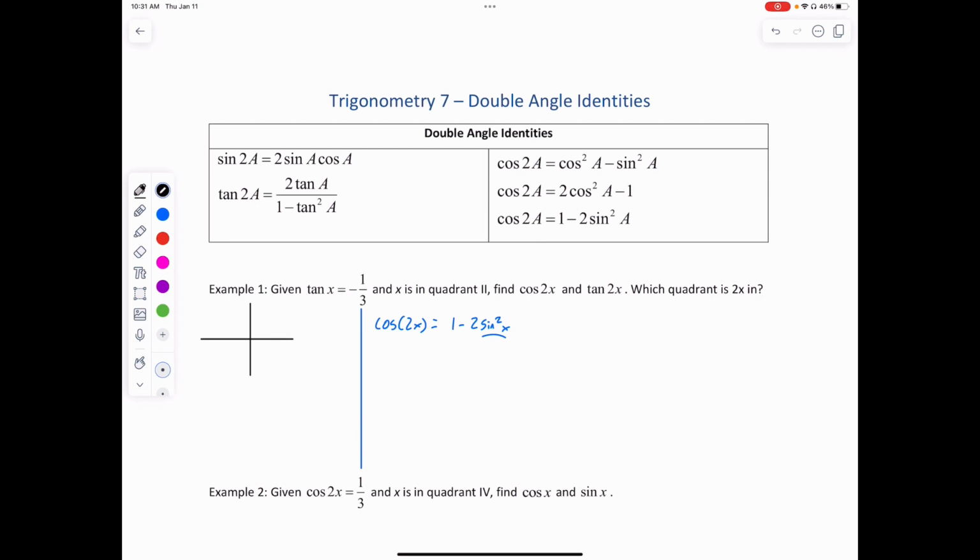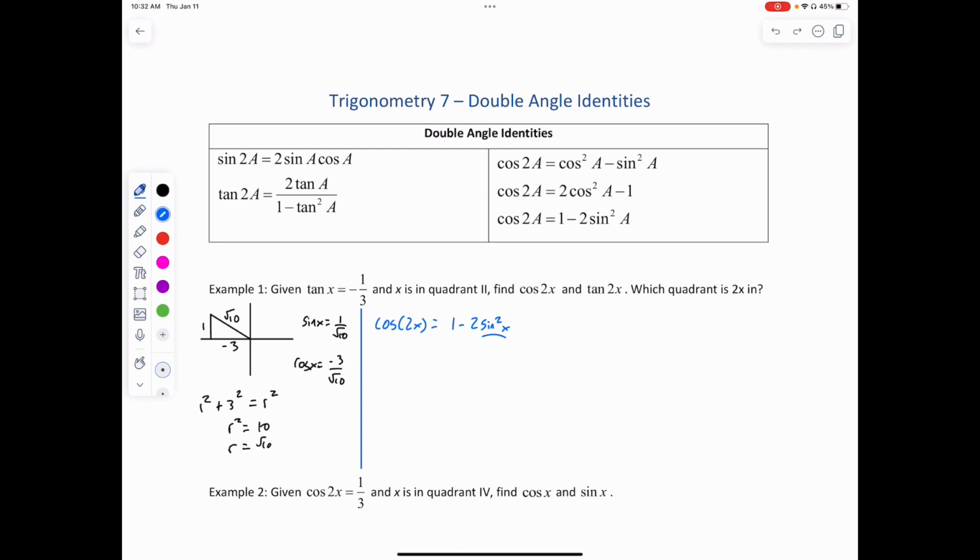I know it's going to be in quadrant 2. So I've got an angle that looks somewhere over here. Tangent is opposite over adjacent. So this opposite is 1. The adjacent will be a negative 3 because we're moving to the left. By the Pythagorean theorem, we can do 1 squared plus 3 squared must be equal to the radius squared. So r squared is 10, or r is radical 10. That means that the sine of x is opposite 1 over radical 10. And the cosine of x is adjacent negative 3 over radical 10. So I have these values now if I need them.